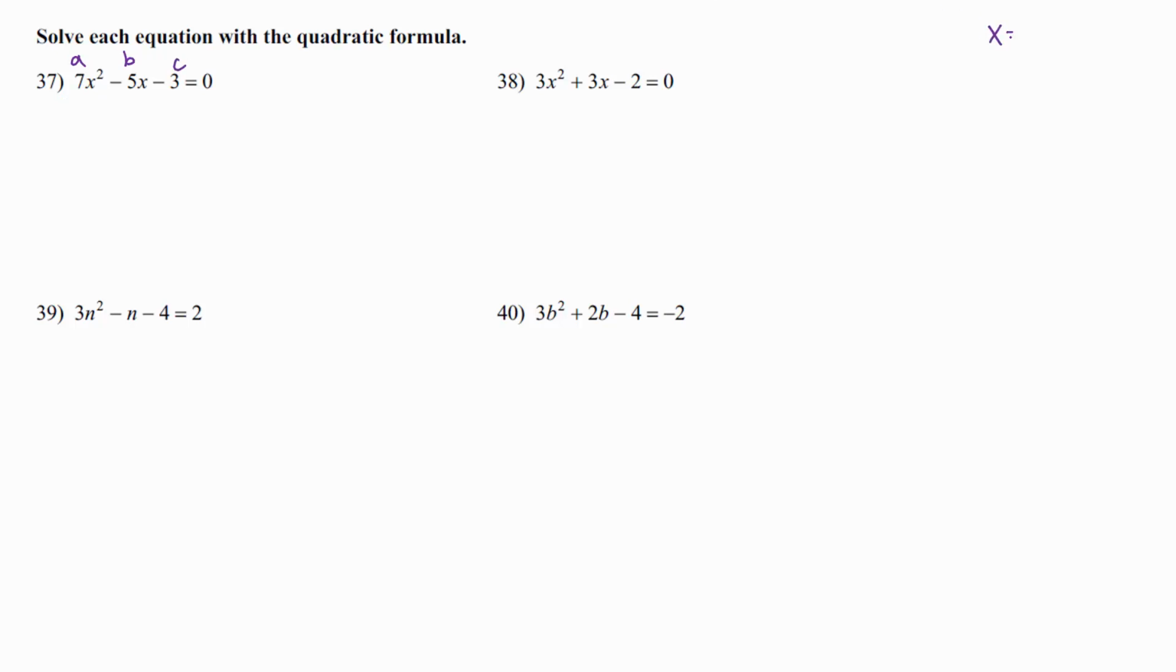If you haven't heard it before, there's a nice song for it. It's to the tune of Pop Goes the Weasel. It goes x equals -b plus or minus square root b squared minus 4ac all over 2a.